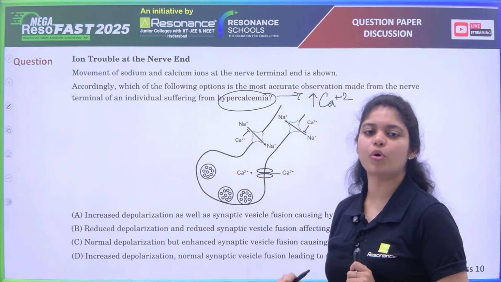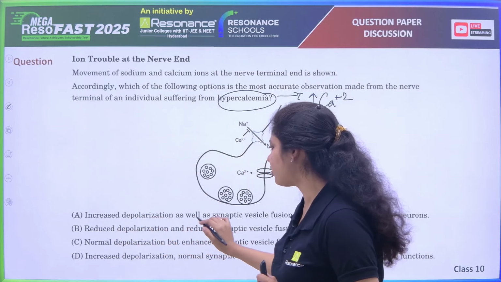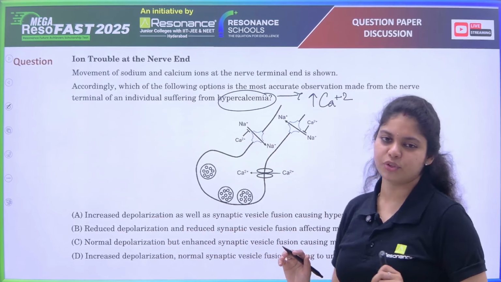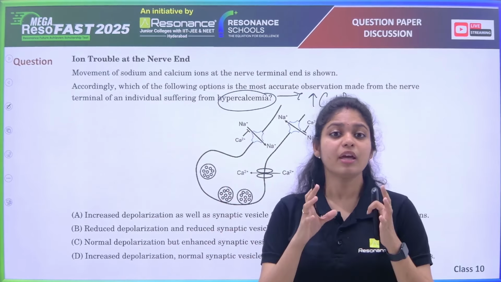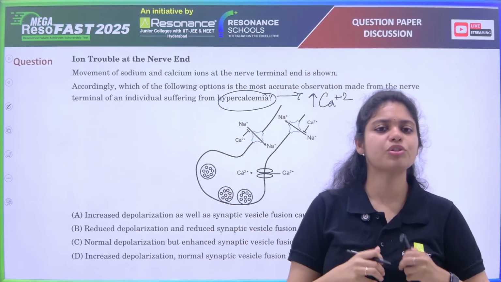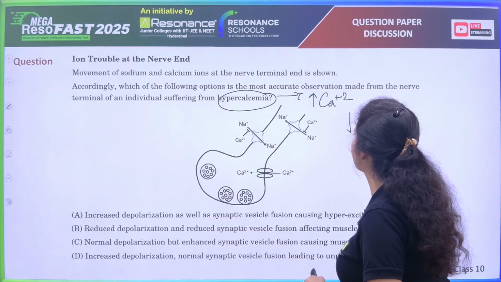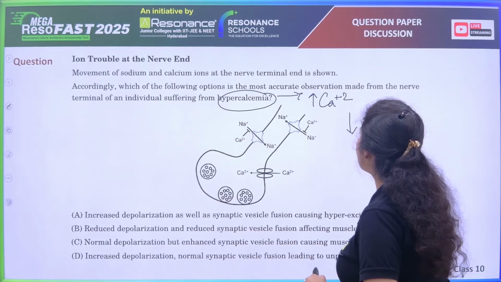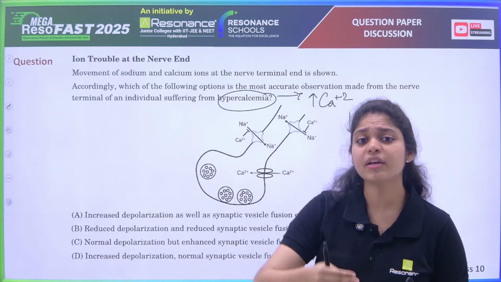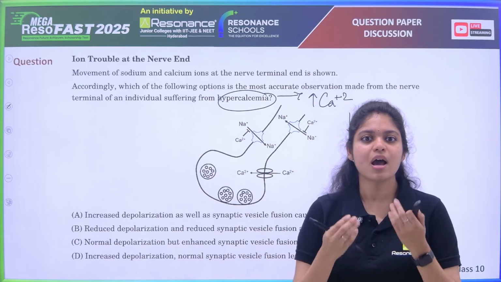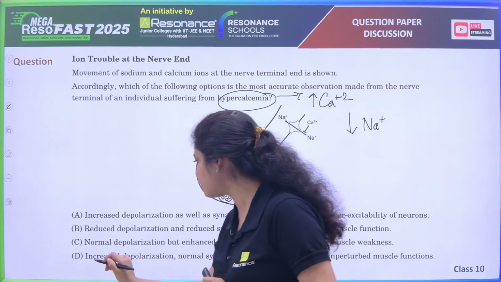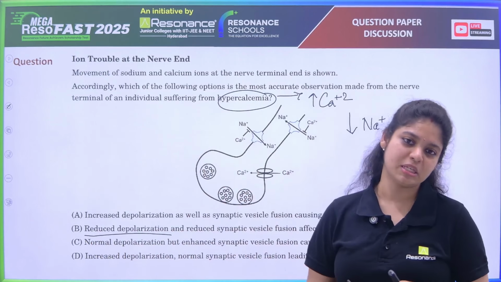Now let us get into the options. Increased depolarization as well as synaptic vesicle fusion causes hyperexcitability of the neurons. First, let us analyze the diagram. Because of the high concentration of the calcium ions, definitely there will be low concentration of Na+ ions. When there is low concentration of Na+ ions, how will the nerve get polarized? So there will be reduced depolarization.